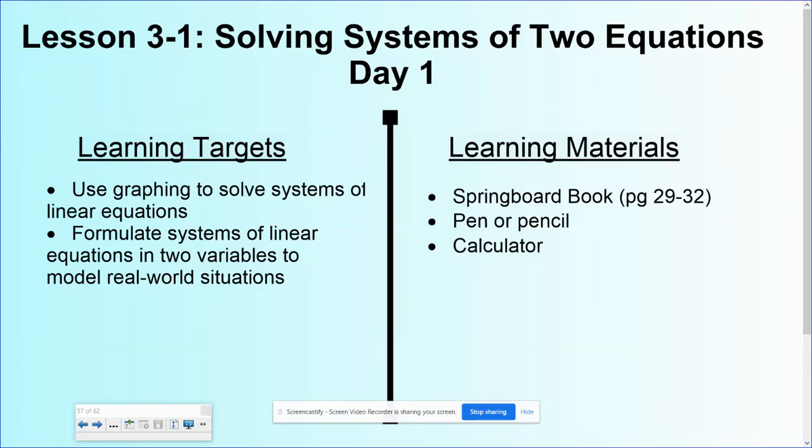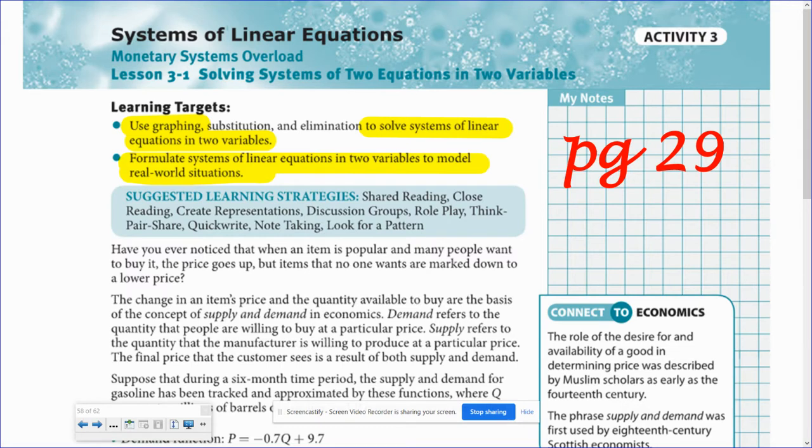We are starting activity 3. So we're doing 3-1 today, where we're going to be solving systems of 2 equations. Today we are just doing day 1, where we're going to be solving systems by graphing. So graphing only today. Make sure you have your Springboard book open to page 29, something to write with, and a calculator or some way to help you do some graphing if you need it. We're going to be using graphing to solve systems today, and then we're going to do some real-world applications at the end here.